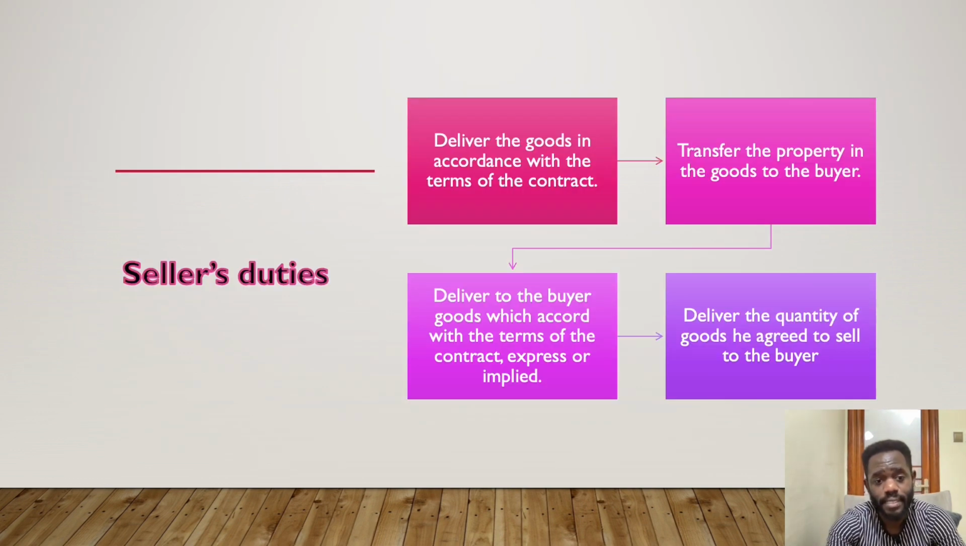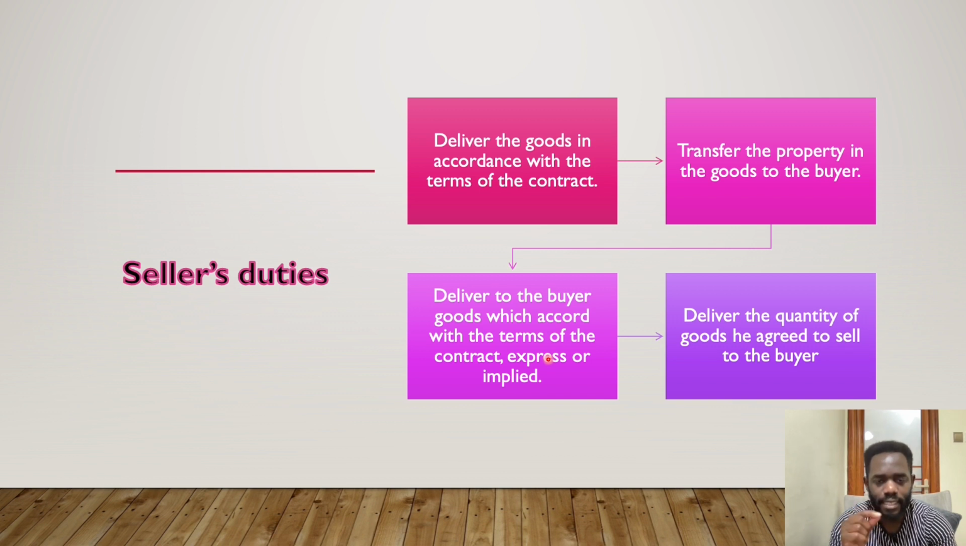Now, before we go into the specifics on the rules of delivery, I want us to first have a look at the duties of a seller so that we have these 4 key points at the back of our minds. Now, the first duty of a seller is to deliver goods in accordance with the terms of a contract. An example here would be that if Rogers and Linda enter into a contract for delivery of 40 boxes of water, Rogers is the seller selling to Linda 40 boxes of water, then Rogers has a duty to deliver those goods in accordance with the terms of the contract that have been set out between Rogers and Linda.